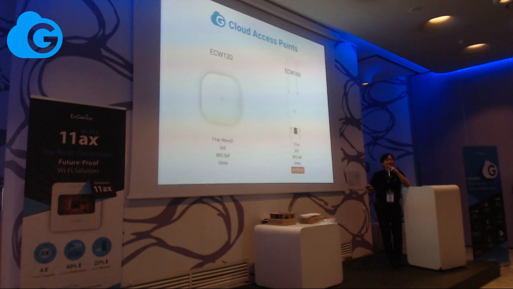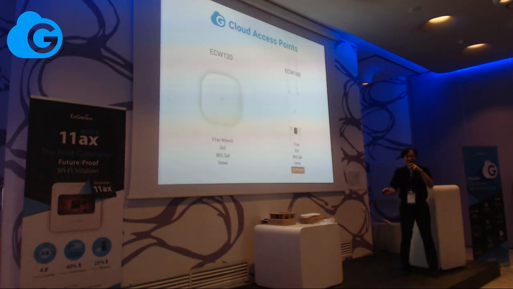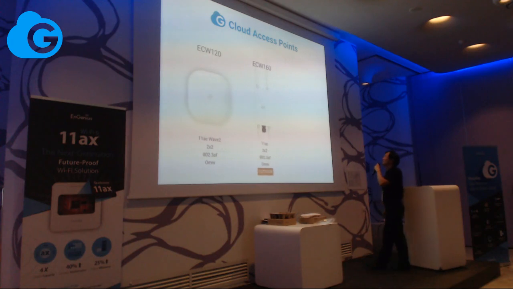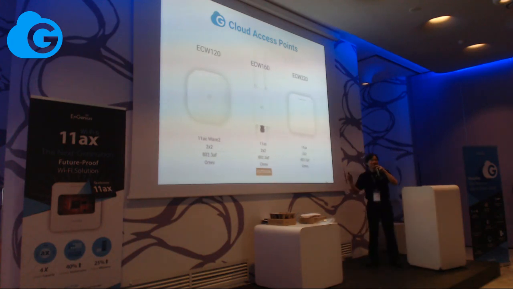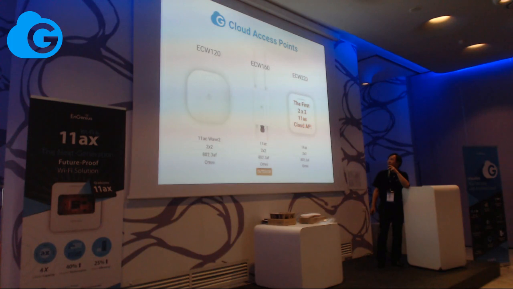Okay, wait a second. I thought our previous session was talking about Wi-Fi 6. Don't you put it in? Here you go. So we will also announce the ECW220, which is 2x2 AX managed by cloud. And it will very likely be the first 2x2 11AX cloud AP.